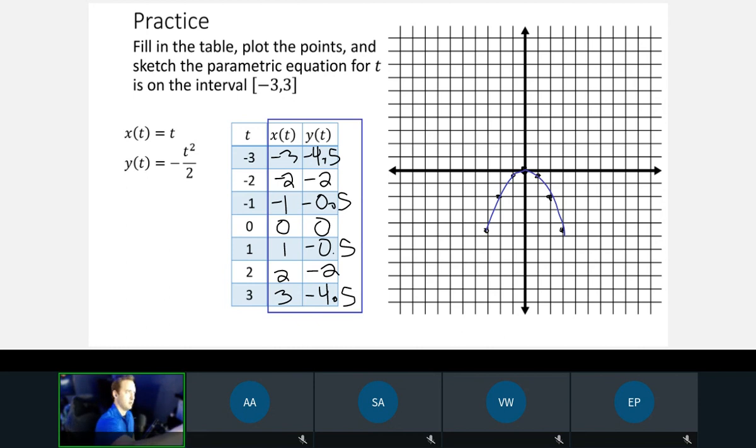So you would have like this, this, arrow, arrow, so many arrows. Yep. And then we're done. Pretty simple.